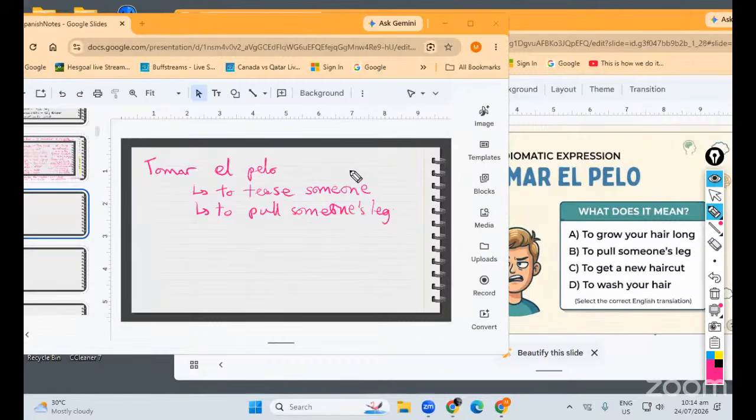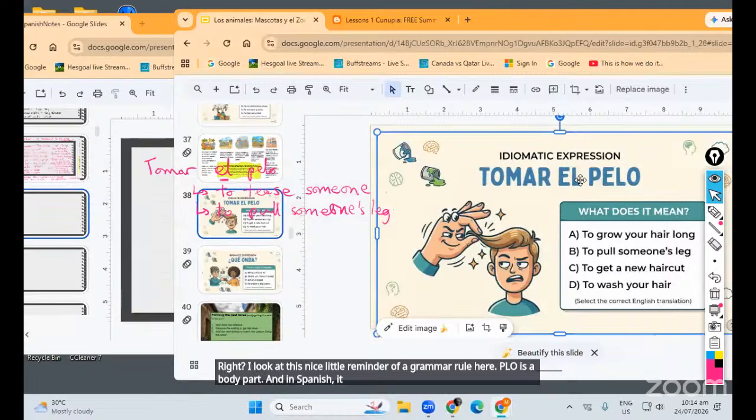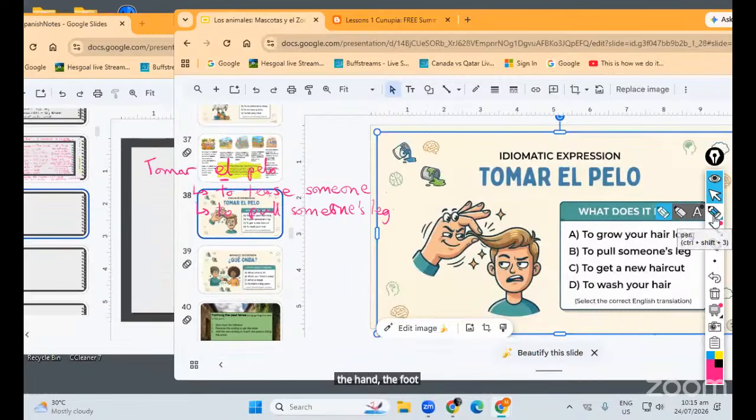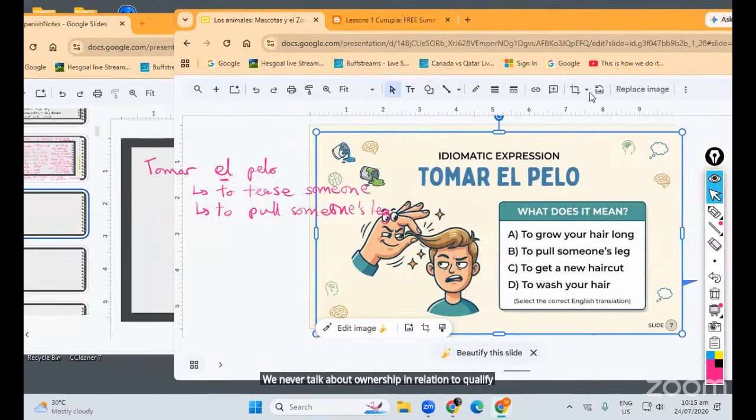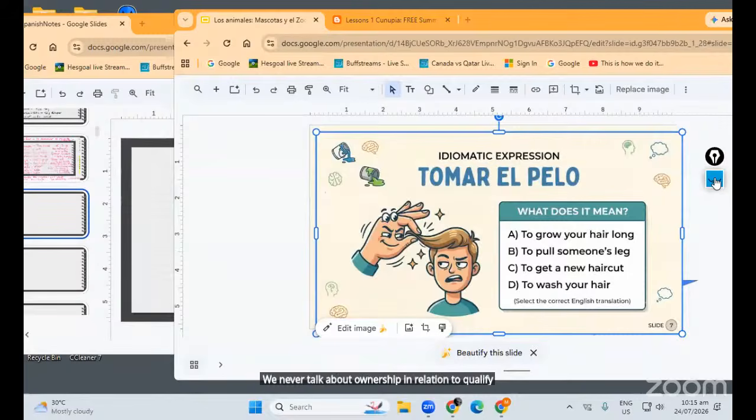Right? And look at this nice little reminder of a grammar rule here. Pelo is a body part. And in Spanish, it's never my hair or my hand or my foot or your this or his this or her this. It's always el pelo, the hair, the hand, the foot, los dientes, the teeth, right? We never talk about ownership in relation to a body part. Why? I have no idea.